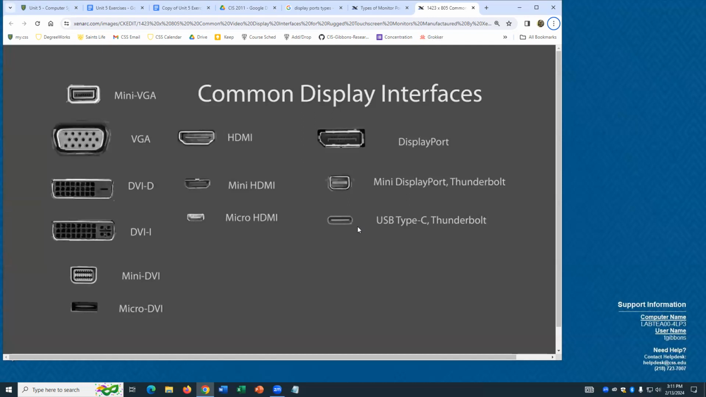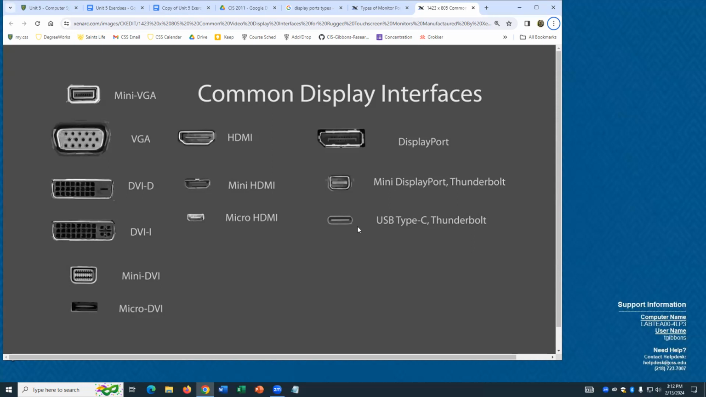This is what you see. VGA is this 3x5 plug. Traditional, but VGA is still around in a lot of places. HDMI is kind of the smile. It's sloped on both sides. DisplayPort will be square on one side and sloped on another side. And DVIs will have a bunch of pins and then a little vertical slot, either with some pins on it or not.